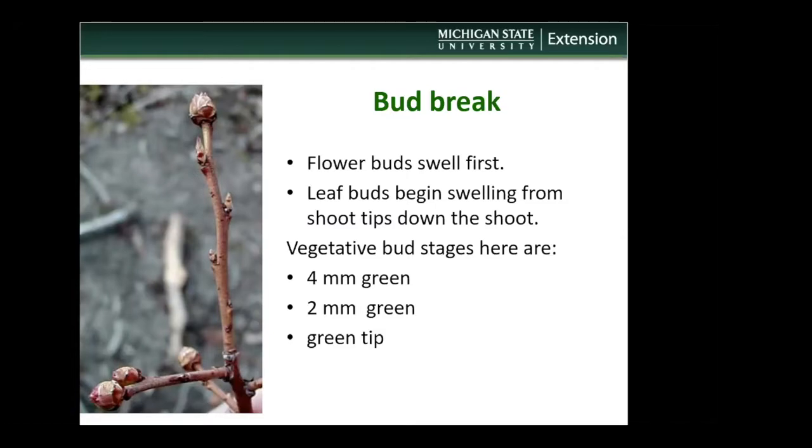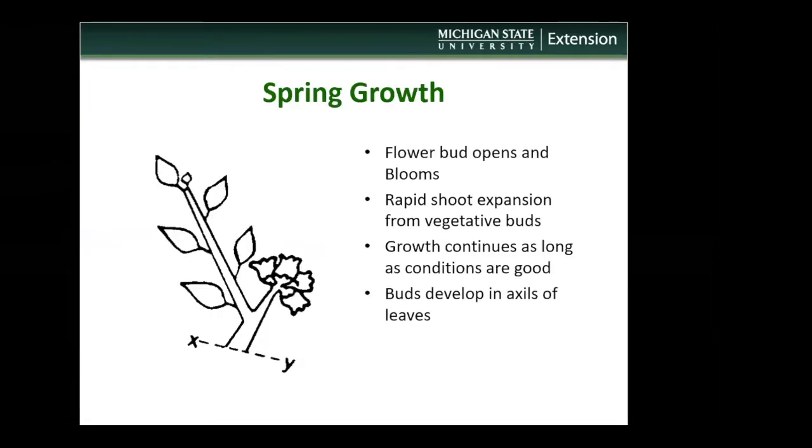Break dormancy, the growth starts at the shoot tip. So you can see that the flower bud has started to expand, and below it is a leaf bud that's got about a 1/4 inch green. Below it, there's another one with a little bit less green and a little bit less green. So growth started at the tip and went on down. And as the flower buds open and the shoots grow really fast, everything starts moving really fast in the springtime when it warms up.